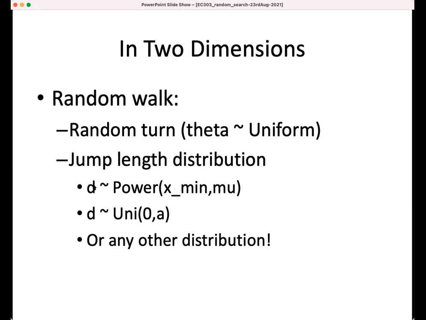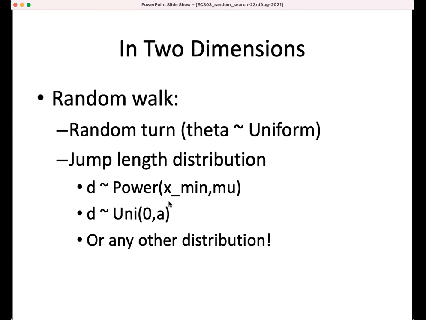In the assignment, I asked you to consider 2 distributions. One was a power law distribution, the other was a uniform distribution. Now remember that because it's a jump length, this has to be a positive quantity. So in the context of uniform, we considered from 0 to A.